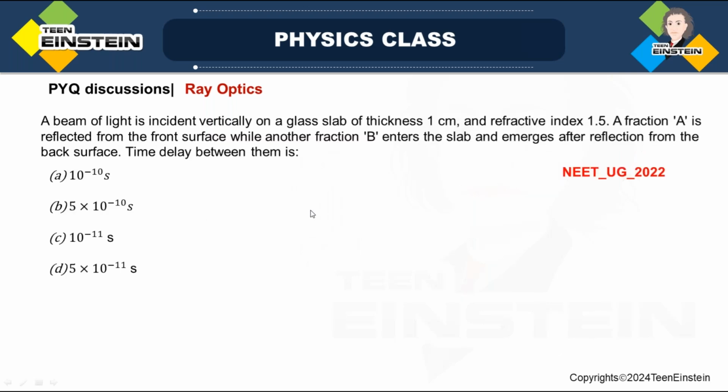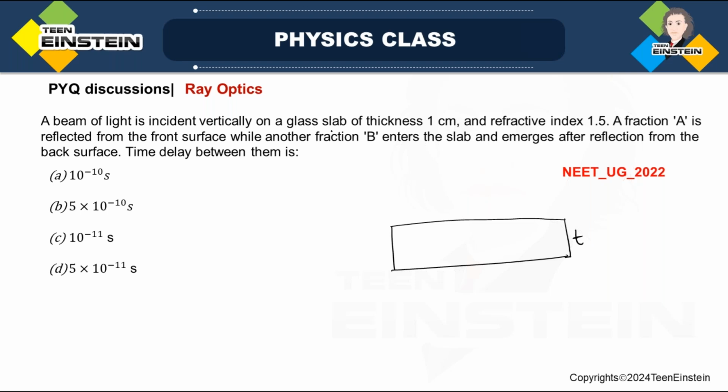Let us go to the next problem. This problem is also a very simple problem. If you can understand this, say there is a beam of light incident vertically on a glass slab. You can just take this as a uniform glass slab, of uniform thickness. It is some thickness D, I think. Let me take this thickness as D.